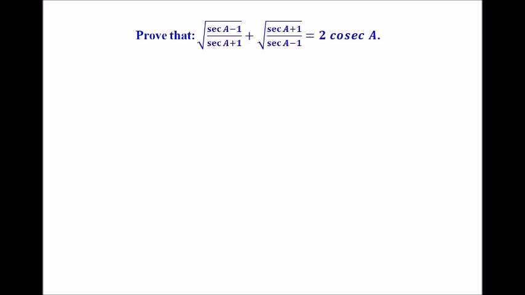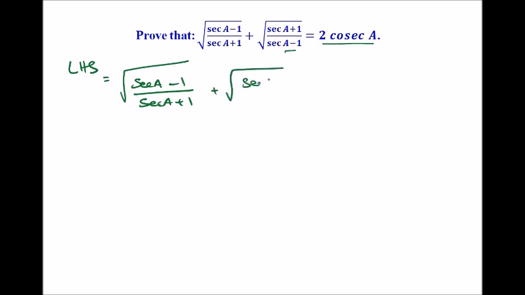The question is, prove that square root of (cosec A minus 1) divided by (cosec A plus 1) plus square root of (cosec A plus 1) divided by (cosec A minus 1) is equal to 2 sec A. So LHS is equal to square root of (sec A minus 1) divided by (sec A plus 1) plus square root of (sec A plus 1) divided by (sec A minus 1).